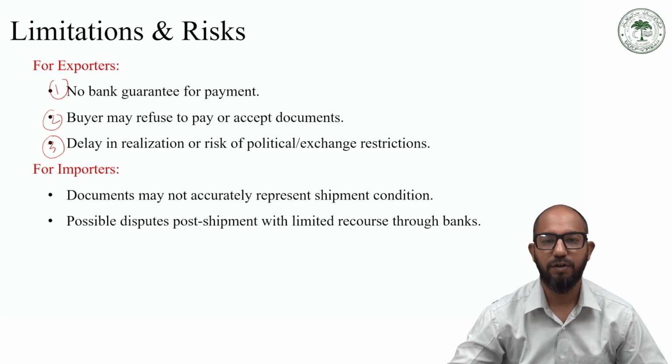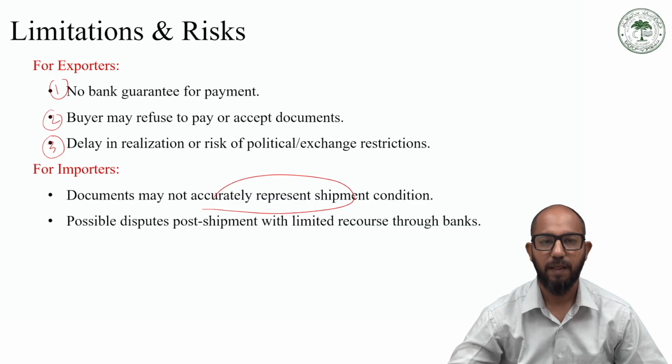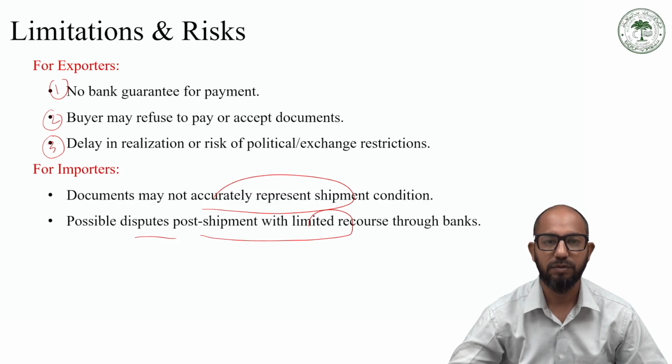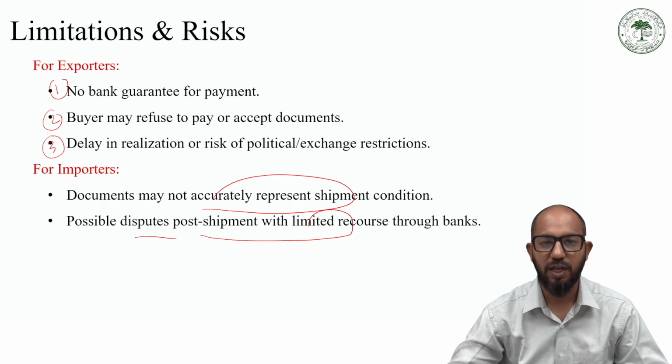After that, we also have certain limitations and risks for importers. For importers, these documents may not accurately represent the shipment conditions. These documents may miss certain anomalies that may be encountered during the transit of the goods. The second limitation for importers is the possible disputes post shipment with limited recourse through banks. All these limitations and risks highlight that though documentary collection is a good method, the exporter should still evaluate it from their own perspective, as well as with an understanding of the business environment, as to whether this mode will benefit them or not.